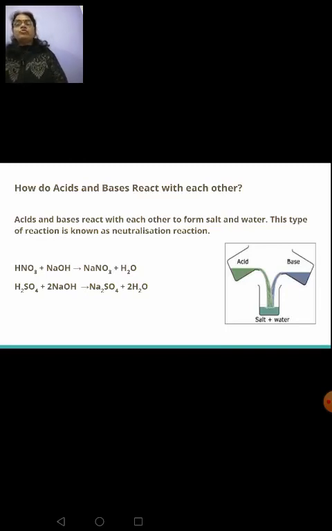So I have given a few more examples here. Reaction of nitric acid, which is an acid, with the base sodium hydroxide gives you sodium nitrate, which is a salt, and water. Sulfuric acid reacts with sodium hydroxide to form sodium sulfate and water. So we can conclude, when acids and bases react with each other, they form salt and water, and this type of reaction can also be called a neutralization reaction. And this neutralization reaction we can experience in our day-to-day life.